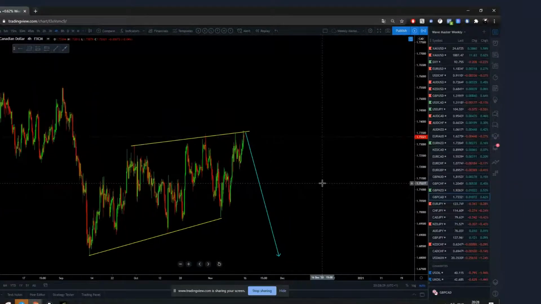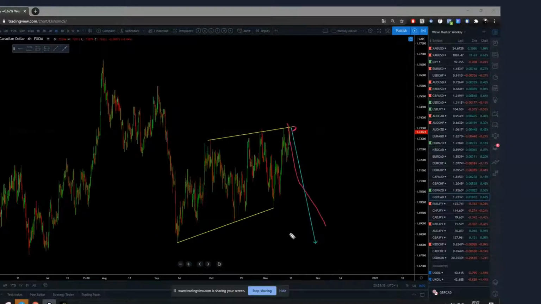Okay, pound cat similar there, it can just go down, so watch for a setup if you want to trade the pound this week. If not, simply skip it.